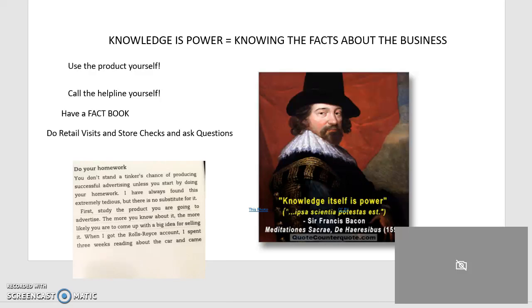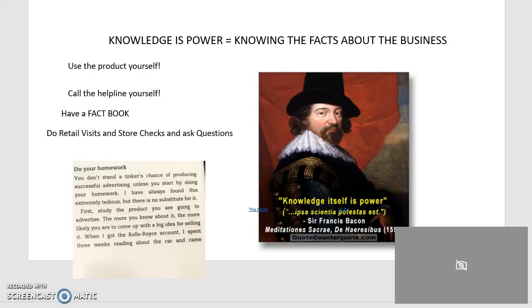And to that end, if you're going to work on a piece of business, you see this piece where it says do your homework. You're not going to be successful unless you really study the product you're going to advertise. The more you know about it, the more likely you are to come up with a big idea for selling it.